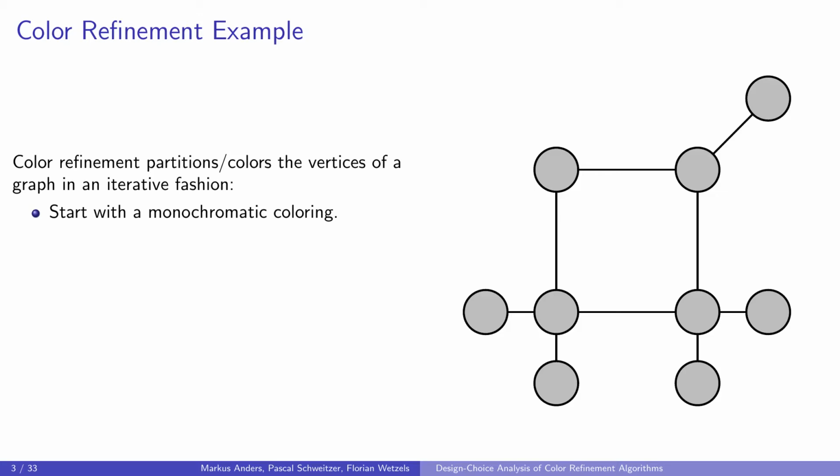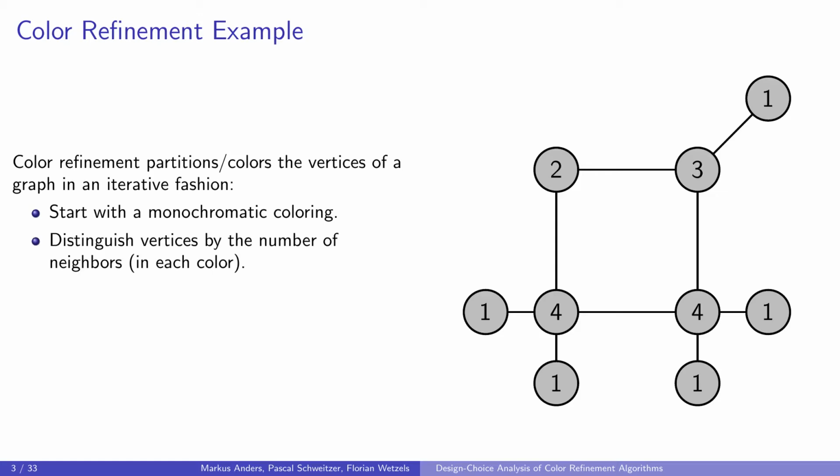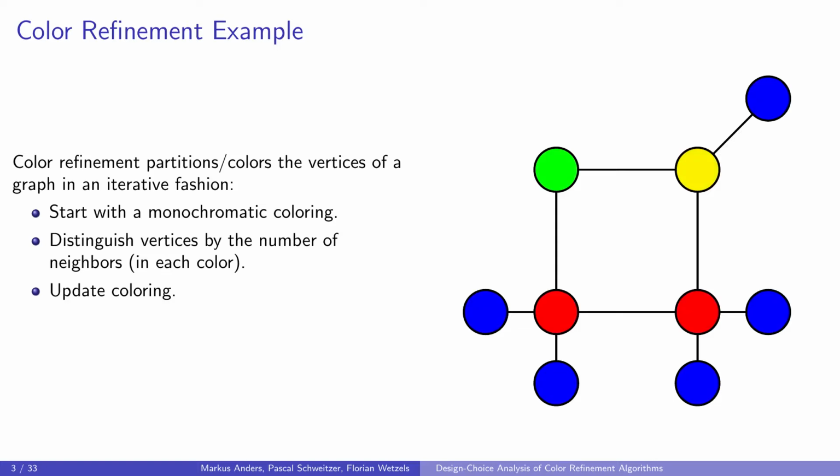Color refinement partitions or colors the vertices of a graph in an iterative manner. We start with a monochromatic coloring. Then we distinguish the vertices by the number of neighbors in each color. In the beginning, as we only have one color, we just partition or color them by their degree. In the next step, we do this, for example, for the red class. So for each vertex, we count the red neighbors. And now the blue class would be partitioned.